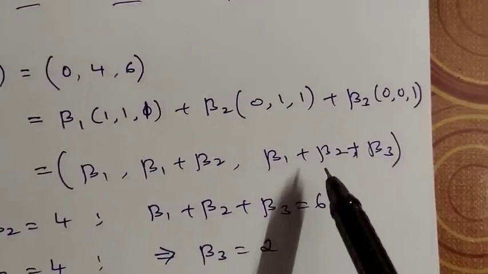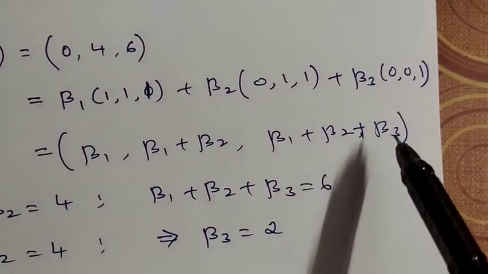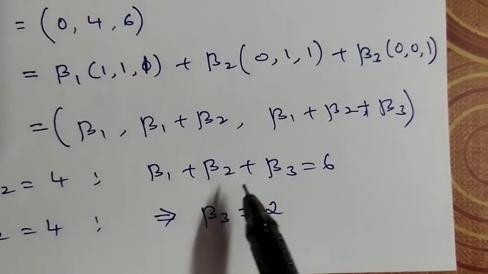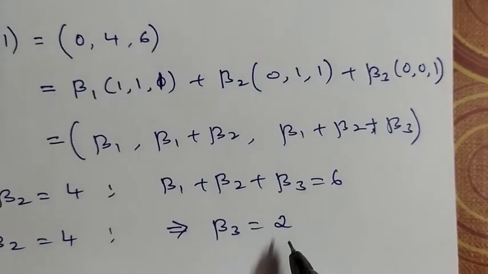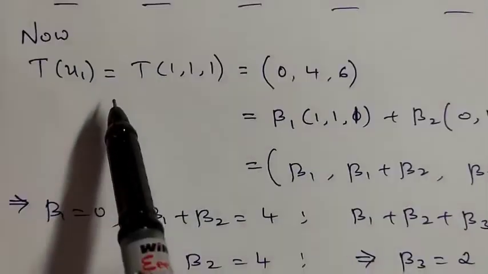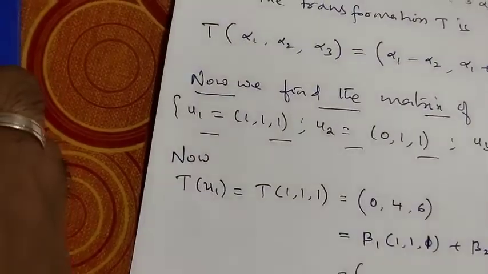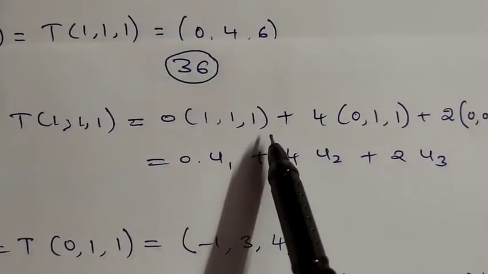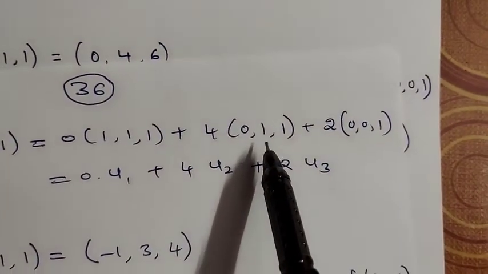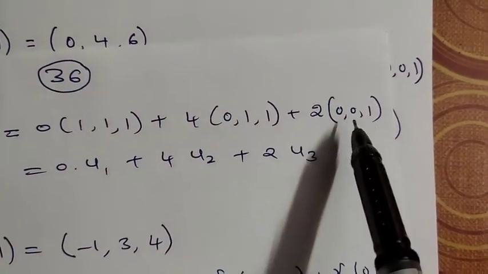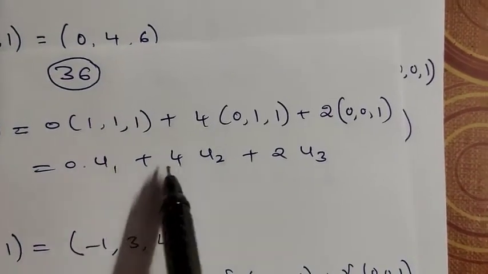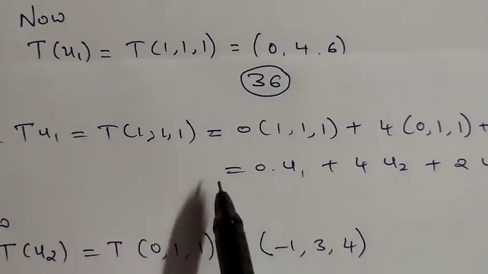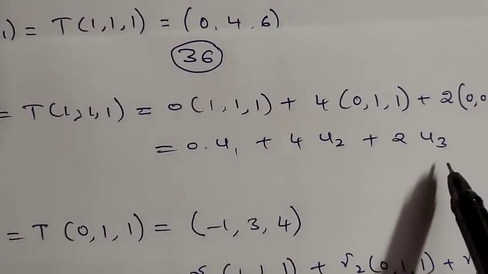The third coordinate gives beta 1 plus beta 2 plus beta 3 is equal to 6. So this implies beta 1 is 0, beta 2 is 4, which means beta 3 is equal to 2. Therefore T of u1 can be written as beta 1 into (1, 1, 1), that is 0 into (1, 1, 1), plus beta 2 into (0, 1, 1), that is 4 into (0, 1, 1), plus beta 3 into (0, 0, 1), that is 2 into (0, 0, 1). So 0 into u1 plus 4 into u2 plus 2 into u3, which means T of u1 can be written as a linear combination of basis elements.